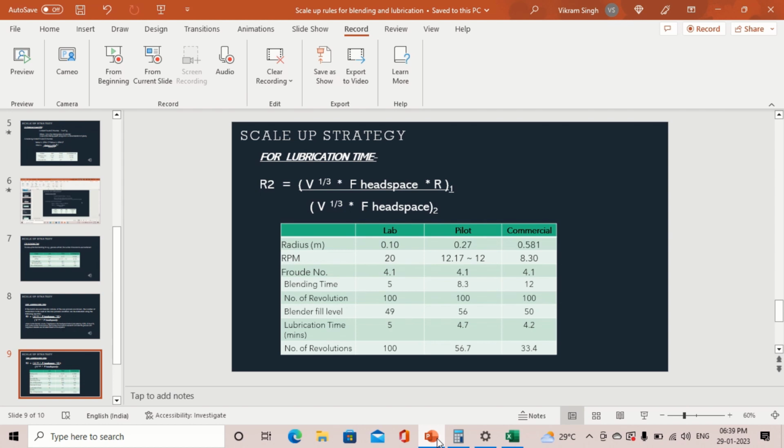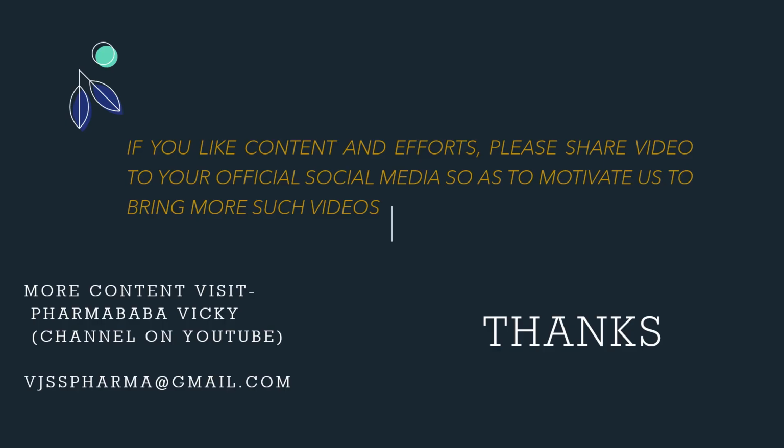So all the variables we have now discussed. We can calculate our blender rpm by using the Froude number, blending time by using the constant number of rotations, and lubrication time by using this equation. Dear friends, thank you very much for your time. Hope you now understood, or you are now clear about how to scale up the blending and lubrication unit operation.